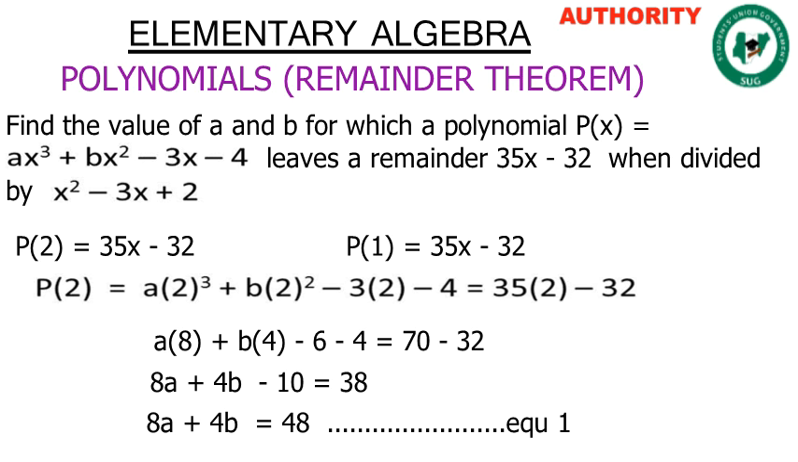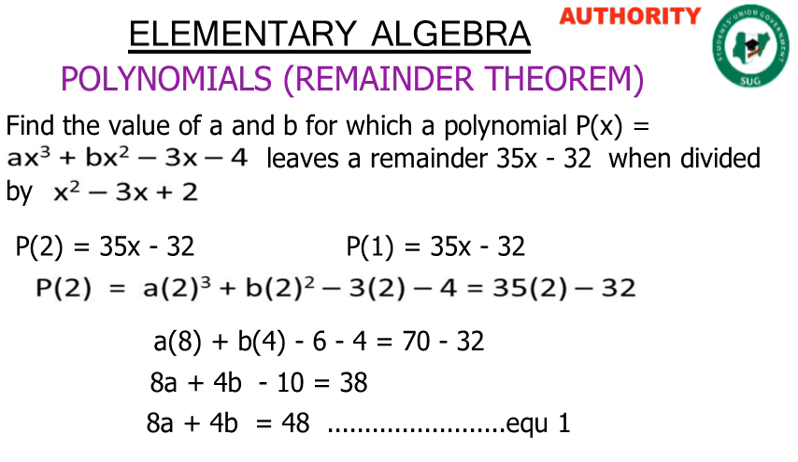Now let's go. We have 8 times a will give us 8a. b times 4 will give us 4b. Now minus 6 minus 4 will give us minus 10, is equal to 70 minus 32, it will give us 38. So we'll be having 8a plus 4b minus 10 is equal to 38.